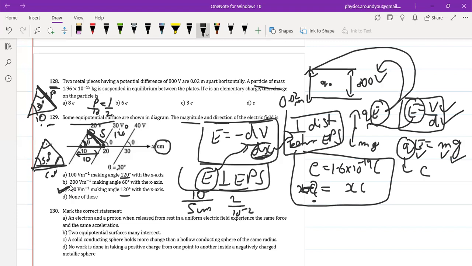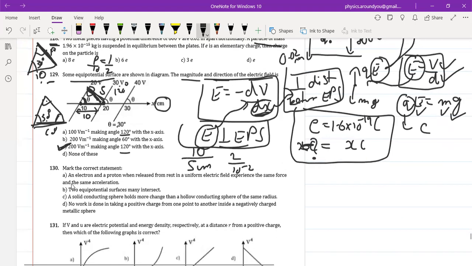Beautiful, isn't it? Not a neat level, but it has a lot of catches. I can easily say this is of a mains level. E equal to minus dV by dx, direction always perpendicular to equipotential surface. So that is question number 129.